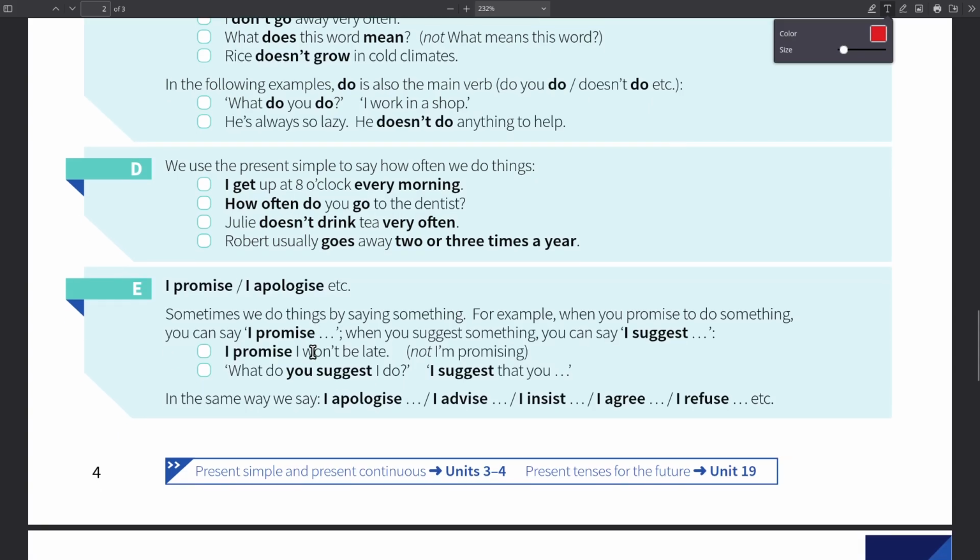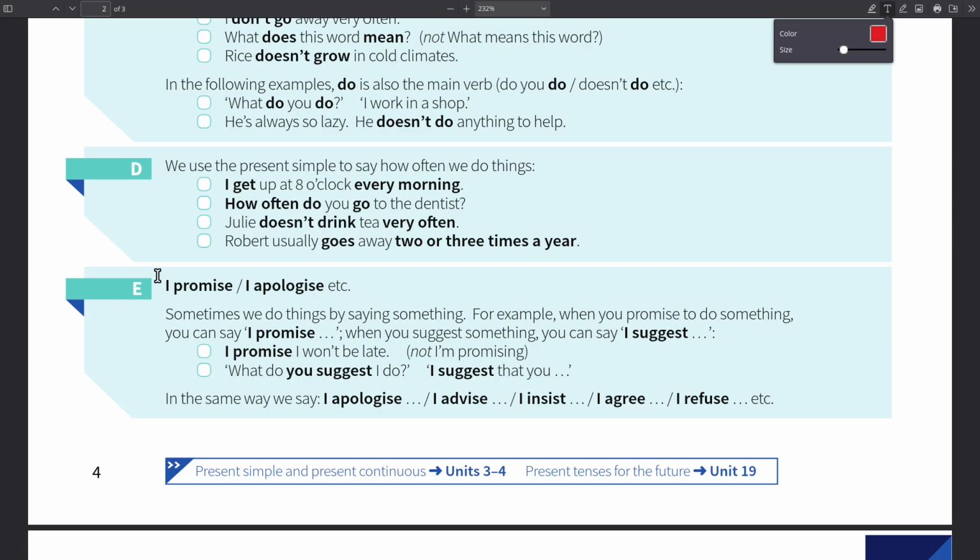Okay, let's move on to another section, that is section E, right? That is, I promise and apologize. In this section we are seeing there are some exceptions. Okay, it's not like an exception, it's more like how we say things. For example, we cannot say I'm promising, or I'm apologizing, or maybe I'm advising, or I'm insisting. No, it doesn't work like this, right?